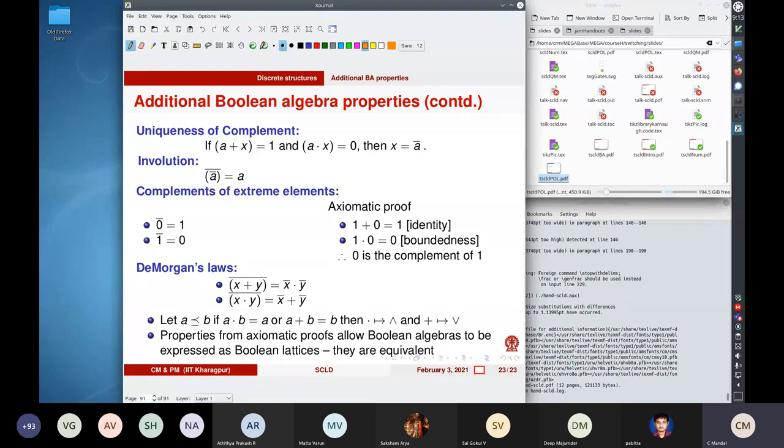These are various properties which you can also prove axiomatically. The point to note is that these are axiomatic proofs as against the proofs that we had given earlier. Those are structural proofs, based on the structure of the lattice. And these are based on the axioms of Huntington's, or you can say Huntington's postulates. Those Huntington's postulates are essentially axioms.